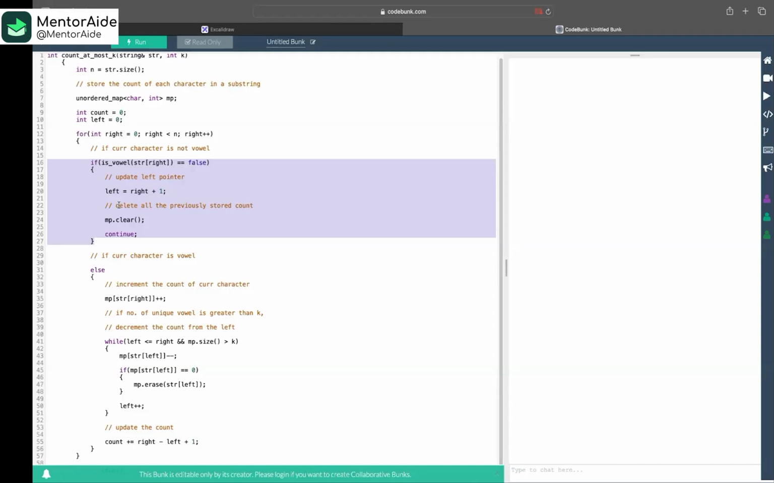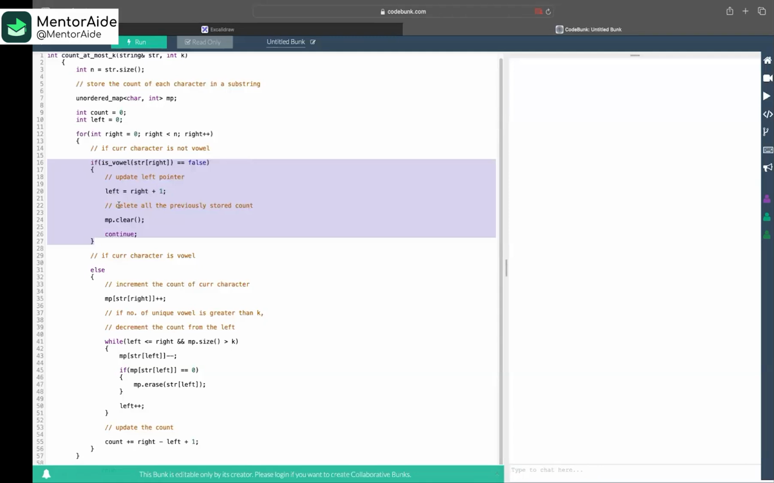This below code where the while loop is, it's for shrinking. Line number 41 is used for shrinking, when the map size goes above k, basically. As we know, at most k. So it's basically subtracting from the left, shrinking from the left, which we were doing initially.